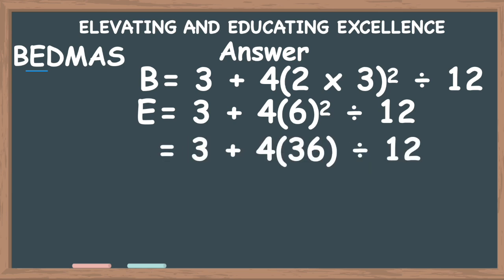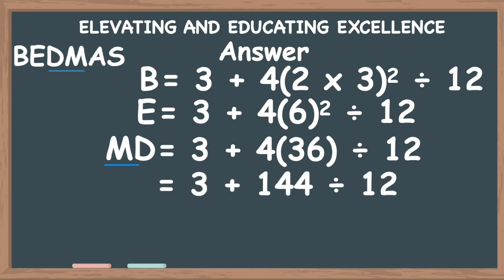Then we're going to look, is there division and is there multiplication? So when it comes to division and multiplication, let's look at it through the BEDMAS. We underline both the D and the M because it is based on whichever comes first in the equation. And in this equation, division actually comes second and multiplication actually comes first. So therefore, we're going to do MD. So we're going to do the multiplication first. So we're going to do 4 times 36, and that's going to give us 144.